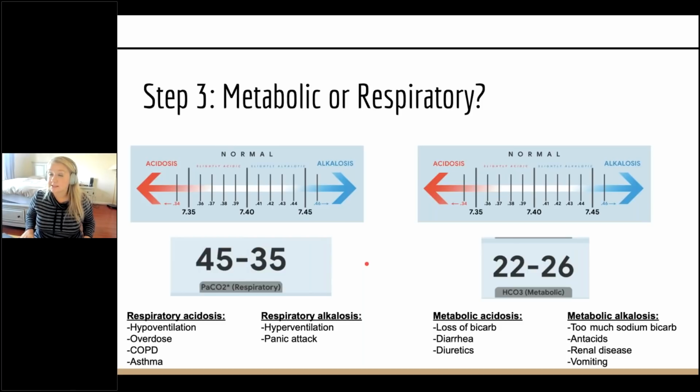did the metabolic system cause us this issue? Or did the respiratory system cause us this issue? And we have to look at the CO2 or the bicarb to determine it. You're going to figure out which one of those matches your problem. Whatever matches, that's the culprit. So if the CO2 matches up with your pH, you have a respiratory issue. If the bicarb is the one that matches up, you have a metabolic problem.